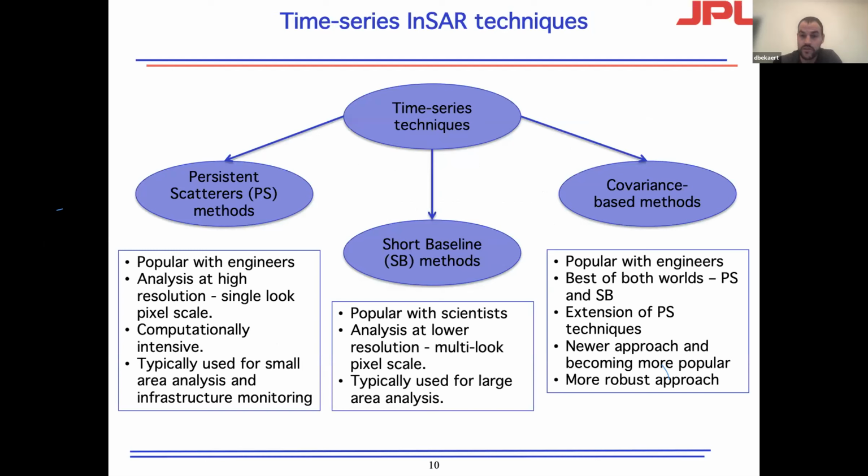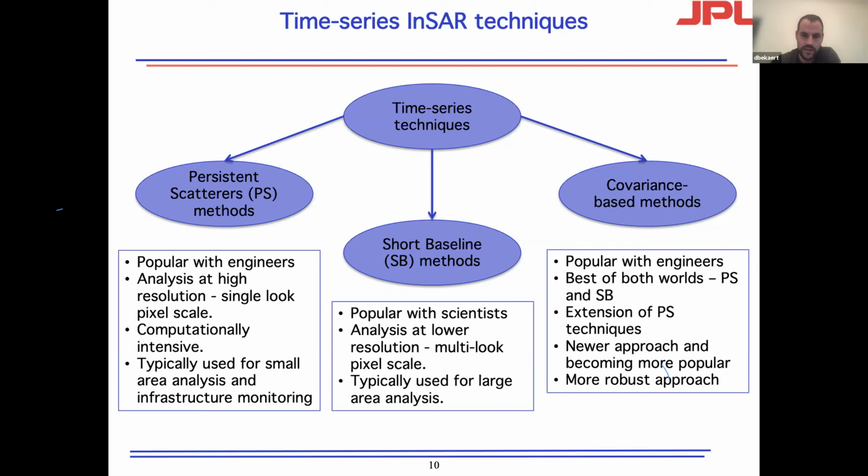The persistent scatterer is a full resolution approach, generally applied for looking at critical infrastructure, for example, like buildings, bridges, levees, but also for looking at high resolution processes or those at small spatial scales, such as landslides. It is a very computationally intensive approach because you need to carefully align the images with respect to a reference image. So generally, it's very popular amongst the engineering community.